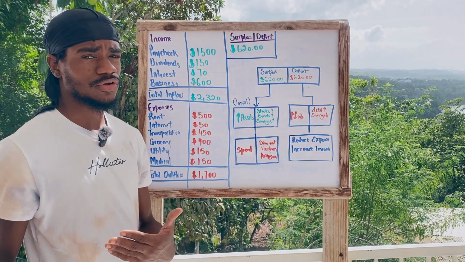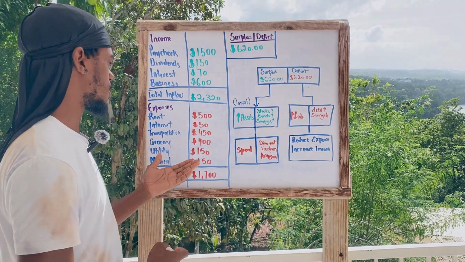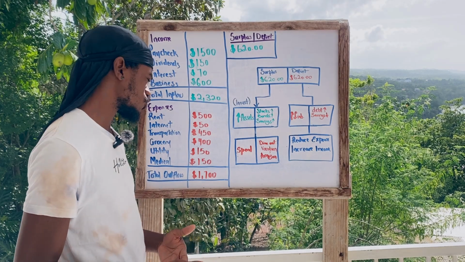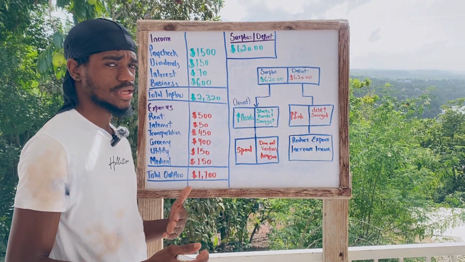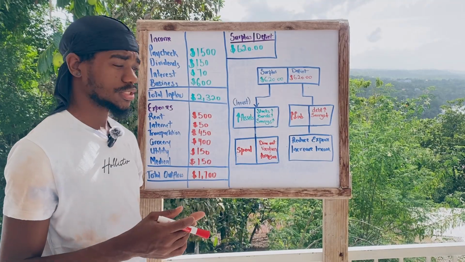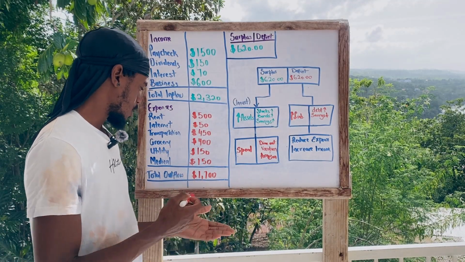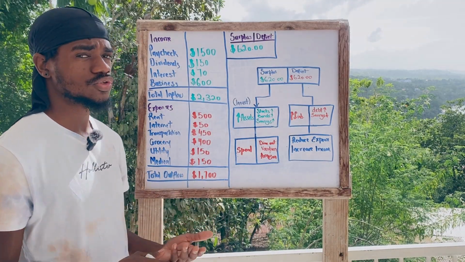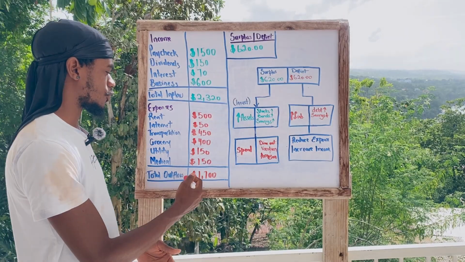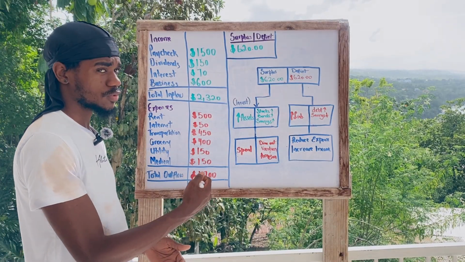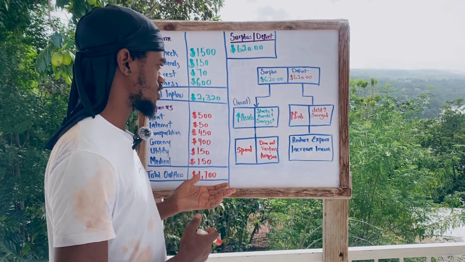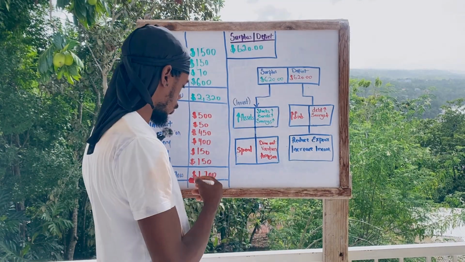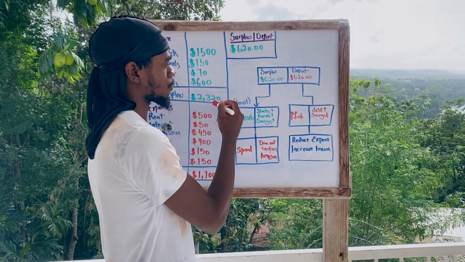We'll take a look at your variable expenses. You're spending about $400 per month on groceries, your utility bills, which probably include your lights, electric and water, is about $150, and your medical expenses is also about $150. We see that your outflow is $1,700. So now that you've calculated your expenses, we're going to take away our outflow from our inflow.